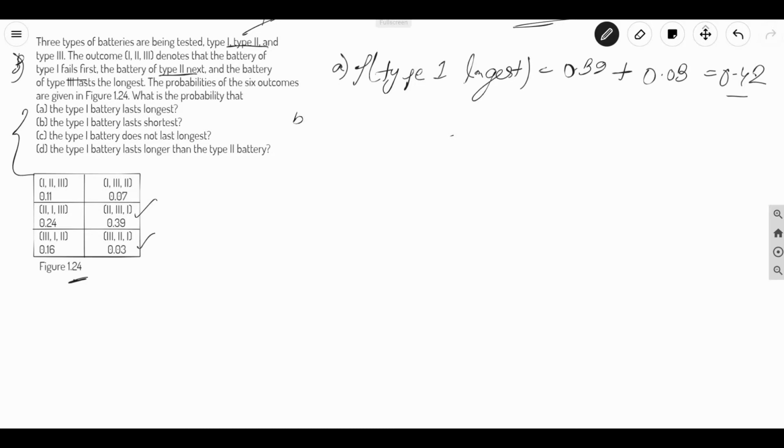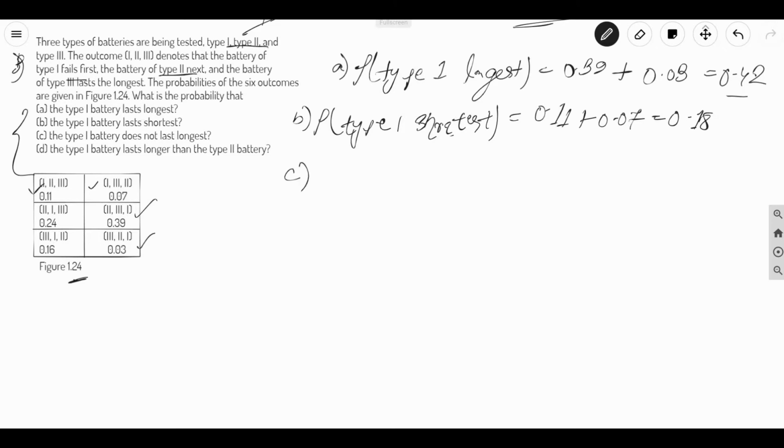For number B, we are asked to find the probability that type 1 battery lasts the shortest. Shortest means the position of 1 will be at the beginning. So we have that here and then here. We'll add up the two of them: 0.11 plus 0.07, so we get 0.18.